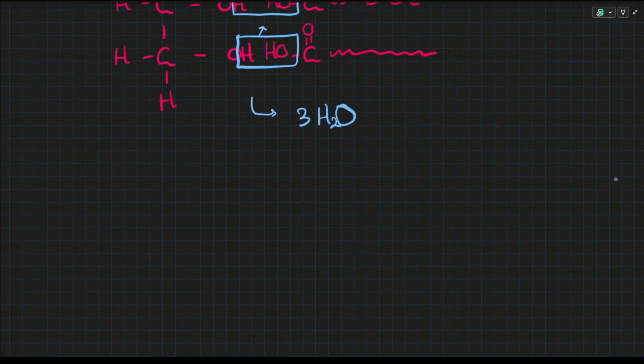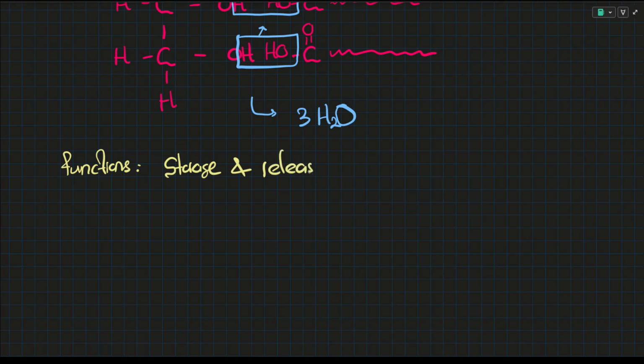Let's talk about a little bit of lipid functions. What exactly are lipids good at? Lipids are good at the storage and release of energy. Basically, your adipose tissues are mainly lipids or fat. That's why you get fat very easily. But there are benefits to it.